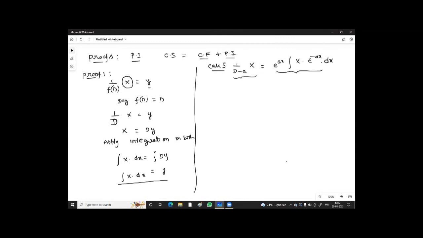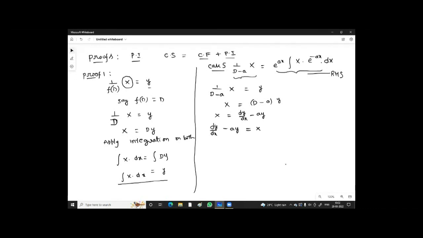Now the proof: 1 over D minus a is operating on X. Let us say the answer is y. So now I have to find y, which should be equal to this right-hand side. Taking D minus a to the other side, capital X is equal to D minus a operating on y. D means differentiation, so dy by dx, and a operating on y is ay. So now my equation is dy by dx minus ay is equal to X.